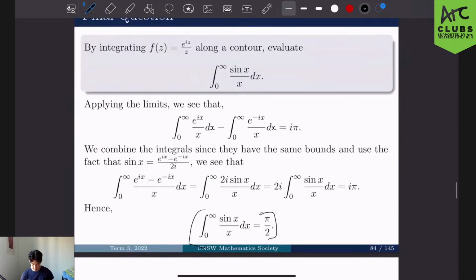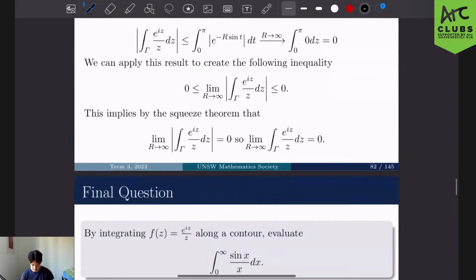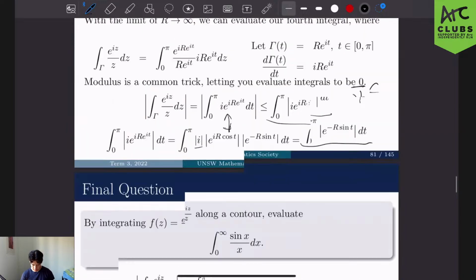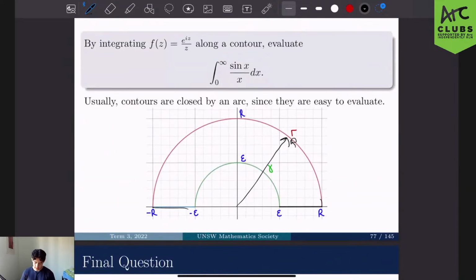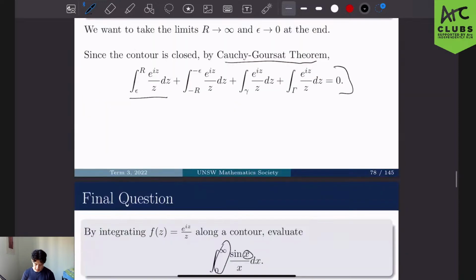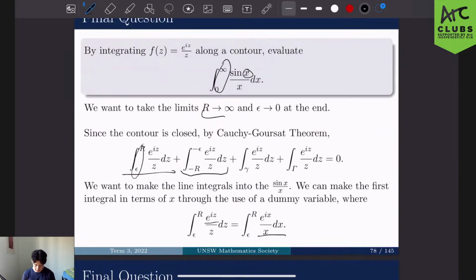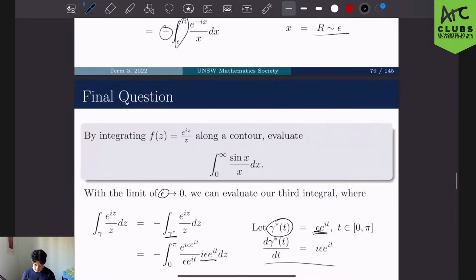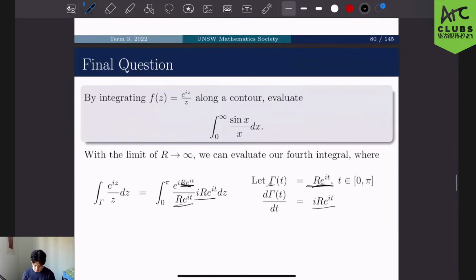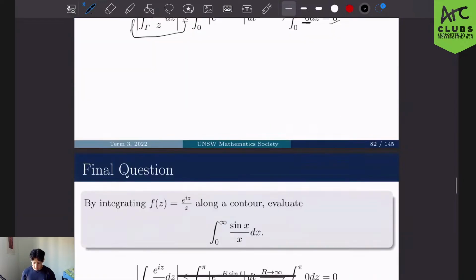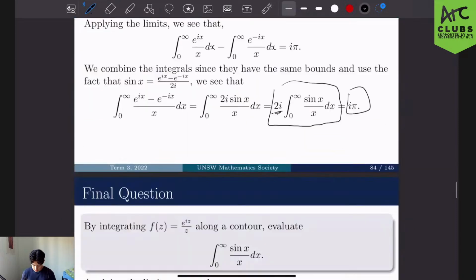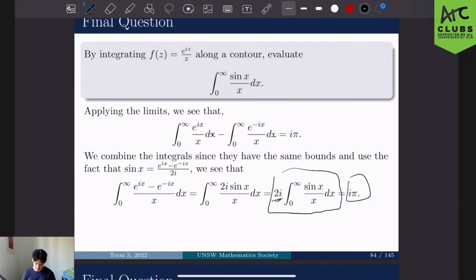So just to summarize what we did: we found the contour. Sorry, let me go back. We found the contour that we wanted such that it would fit this and it would not include 0. We split it up into 4 separate parts. We looked at the behavior as the limits took place. We also used Cauchy-Goursat to equate it to 0 as it was closed. Then we rearranged our equation to find the original integral here.